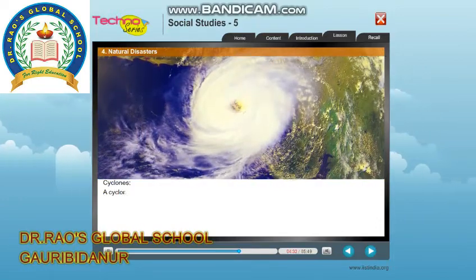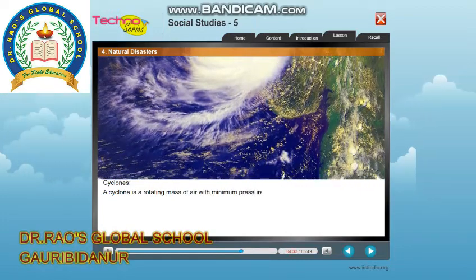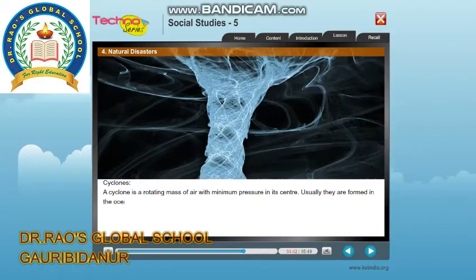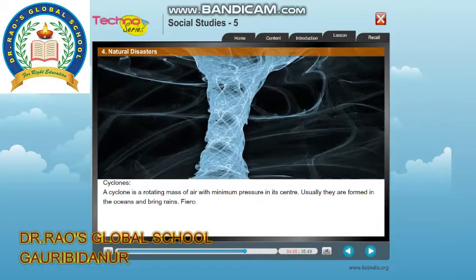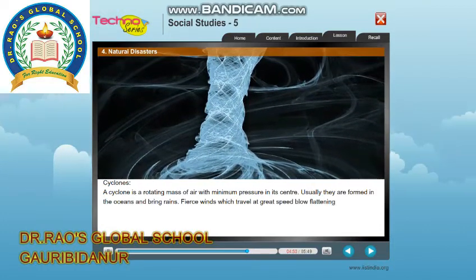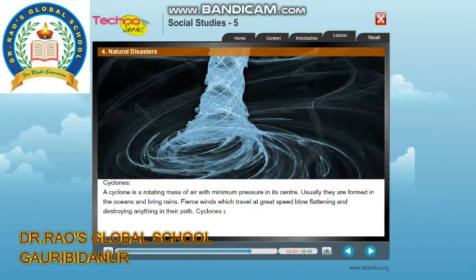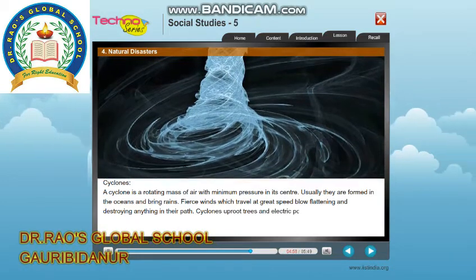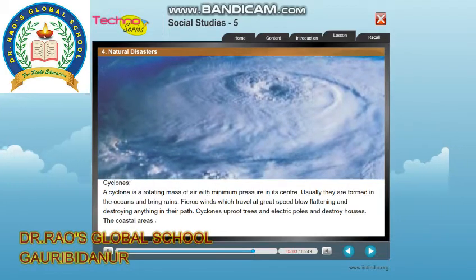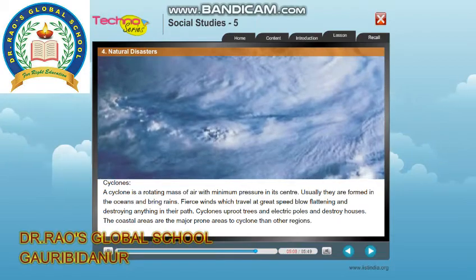Cyclones. A cyclone is a rotating mass of air with minimum pressure in its center. Usually, they are formed in the oceans and bring rains. Fierce winds which travel at great speed blow, flattening and destroying anything in their path. Cyclones uproot trees and electric poles and destroy houses. The coastal areas are the major prone areas to cyclone than other regions.